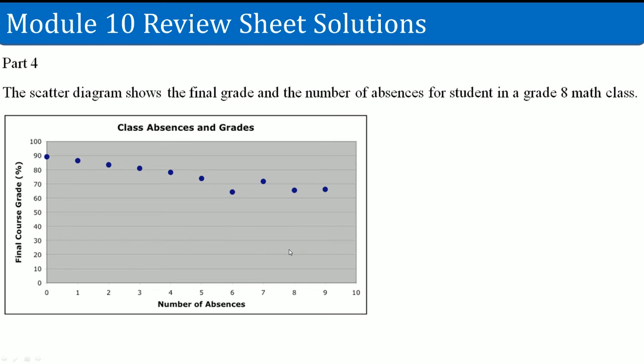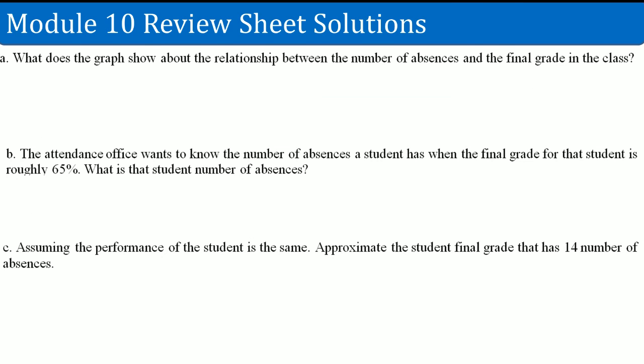All right, part 4. The scatter plot diagram shows final grades and the number of absences for students. It looks like it has a pattern going down. So we have 3 questions. I'm going to keep coming back to this if you need reference. What does the graph show about the relationship between the number of absences and the final grade?